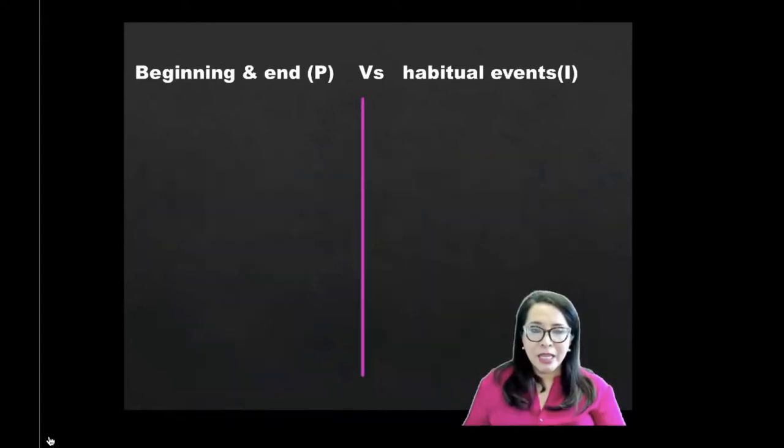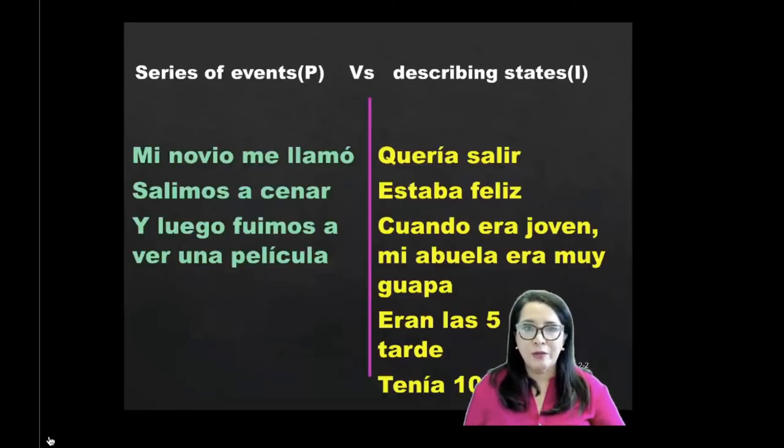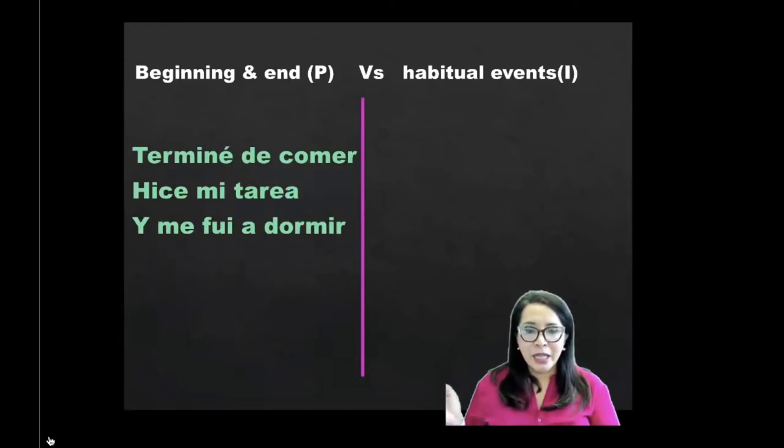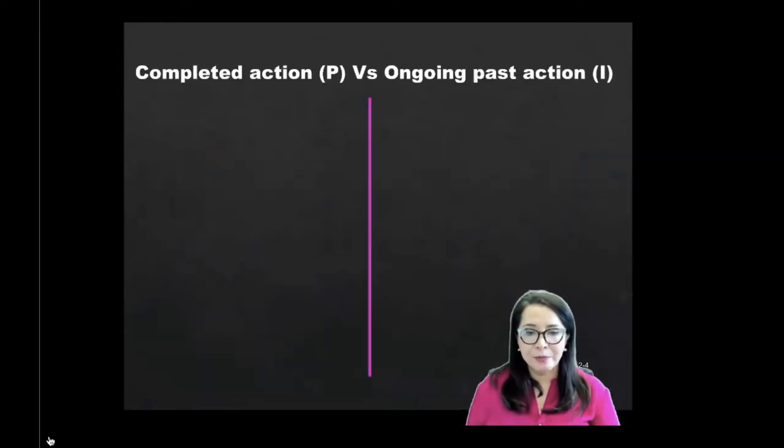If something has a beginning and an end, and it's just something that happened one time, it's done, preterite. Versus things that used to happen over and over again in the past, use the imperfect. Things with a beginning and an end. Terminé de comer, hice mi tarea y me fui a dormir. Those are actions that happen, they're done. Versus, de niña iba al campo todos los veranos. Every summer I used to go to the countryside. Cuando era joven, mi abuela nos visitaba cada sábado. When my grandma was young, she used to visit us every Saturday. Things that used to happen.